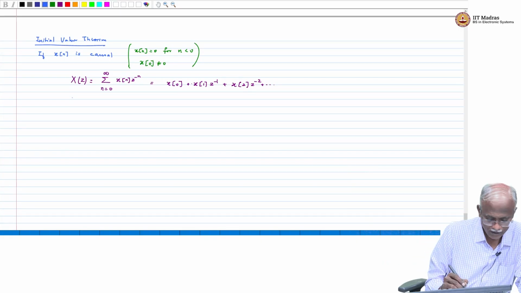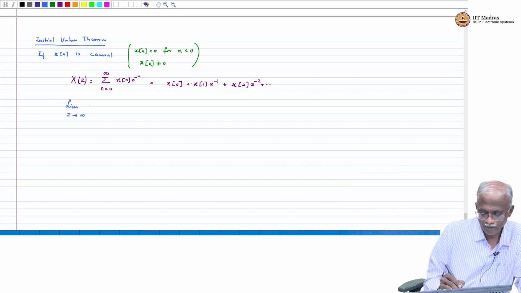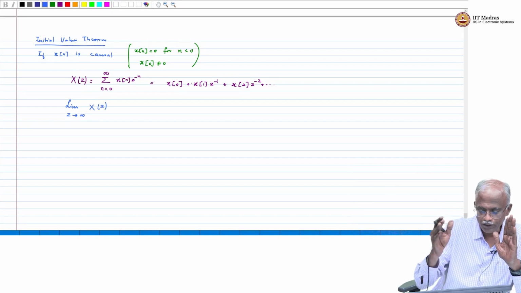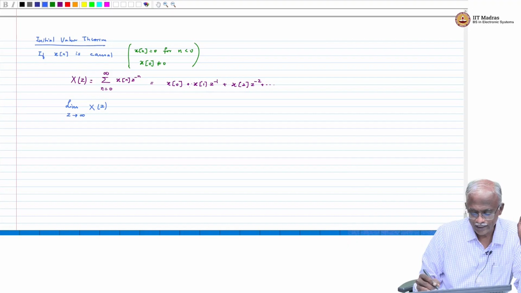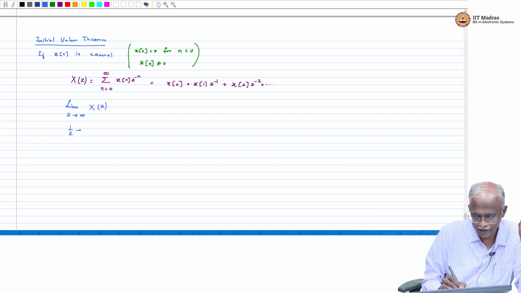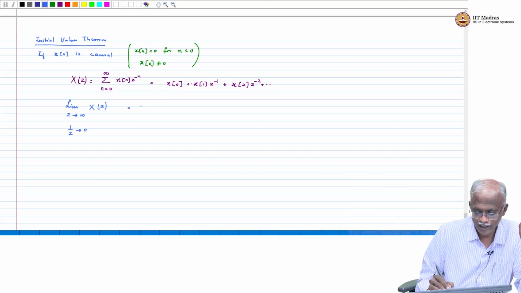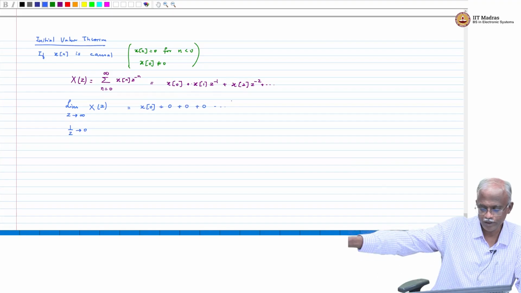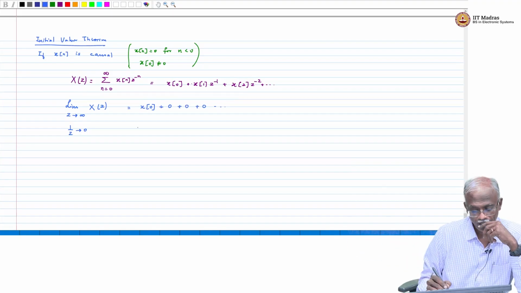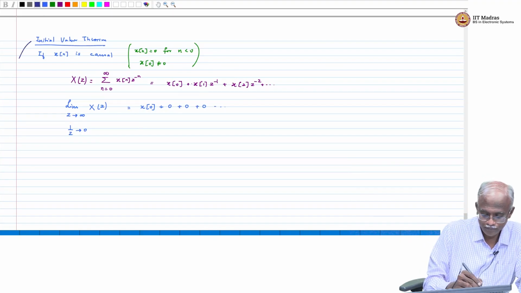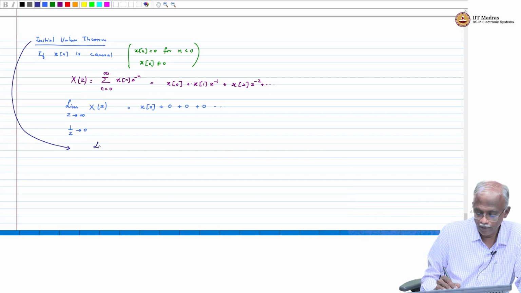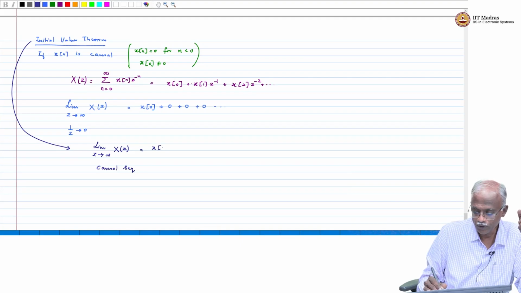Now, here is an interesting simple limit that I would like you to calculate. Limit z tending to infinity x of z. So, wherever there is z, you substitute z value which is very large going towards infinity. So, if z is tending to infinity, 1 over z is tending to 0. That is the condition. So, what you will get is x of 0 plus 0 plus 0 plus 0, all the positive powers of z will contribute 0 because 1 over z is going to 0. So, the initial value theorem states that limit z tending to infinity x of z for a causal sequence, what will this be equal to? It will be equal to the constant x of 0.